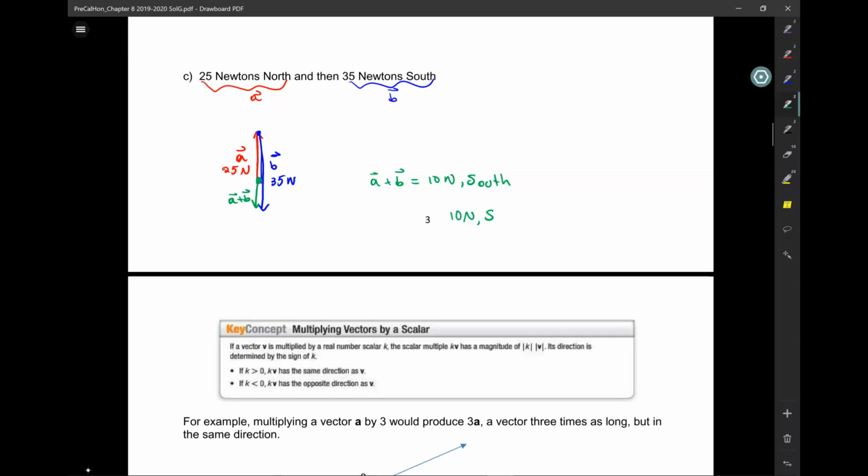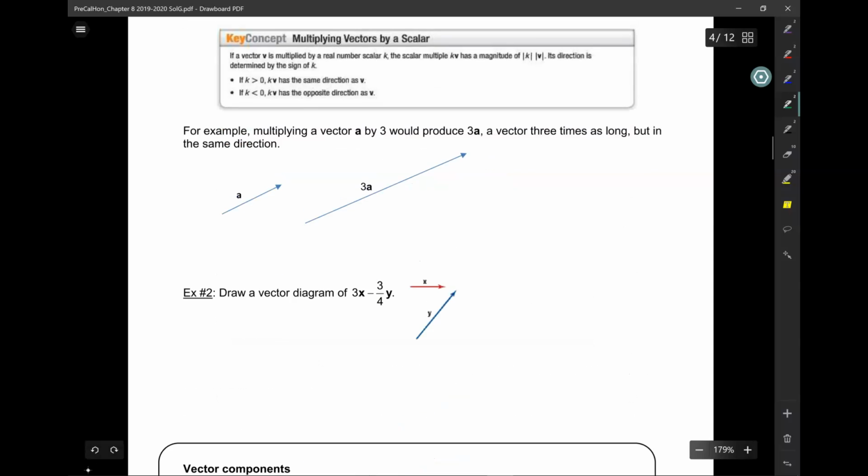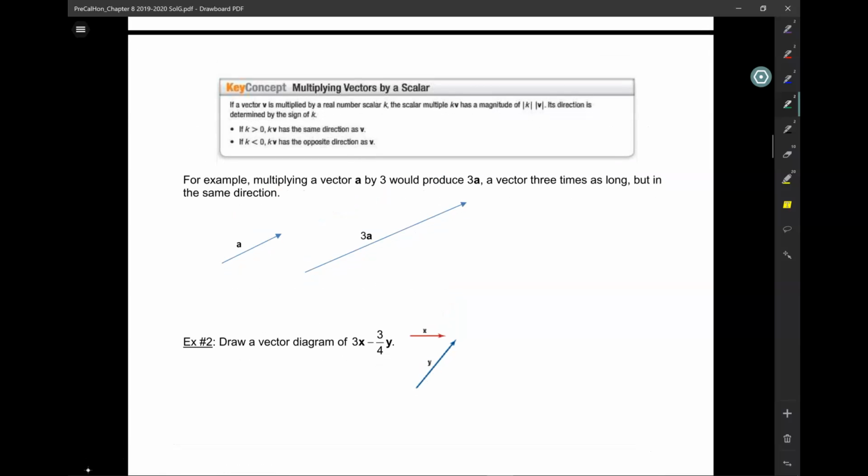Okay. Next. Multiplying a vector by a scalar. So if a vector is multiplied by a real number, what happens is the vector just increases in size by that factor. So the vector increases in size according to the factor.